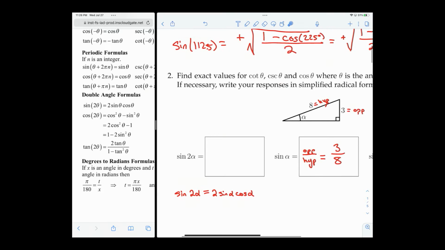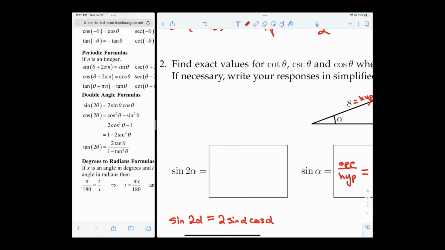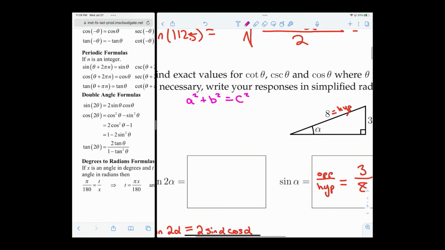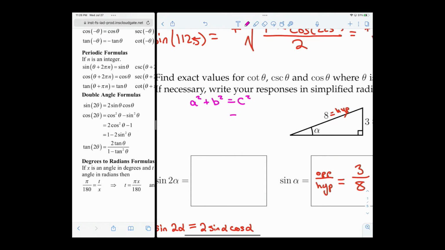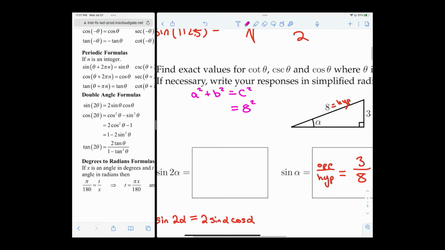So that's not that hard. We'll do that with the Pythagorean theorem. So like a squared plus b squared equals c squared. We're going to find that missing side. We have the hypotenuse is 8. The opposite side, which could be a or b, it doesn't matter, I'll put it for b. The a we don't know.